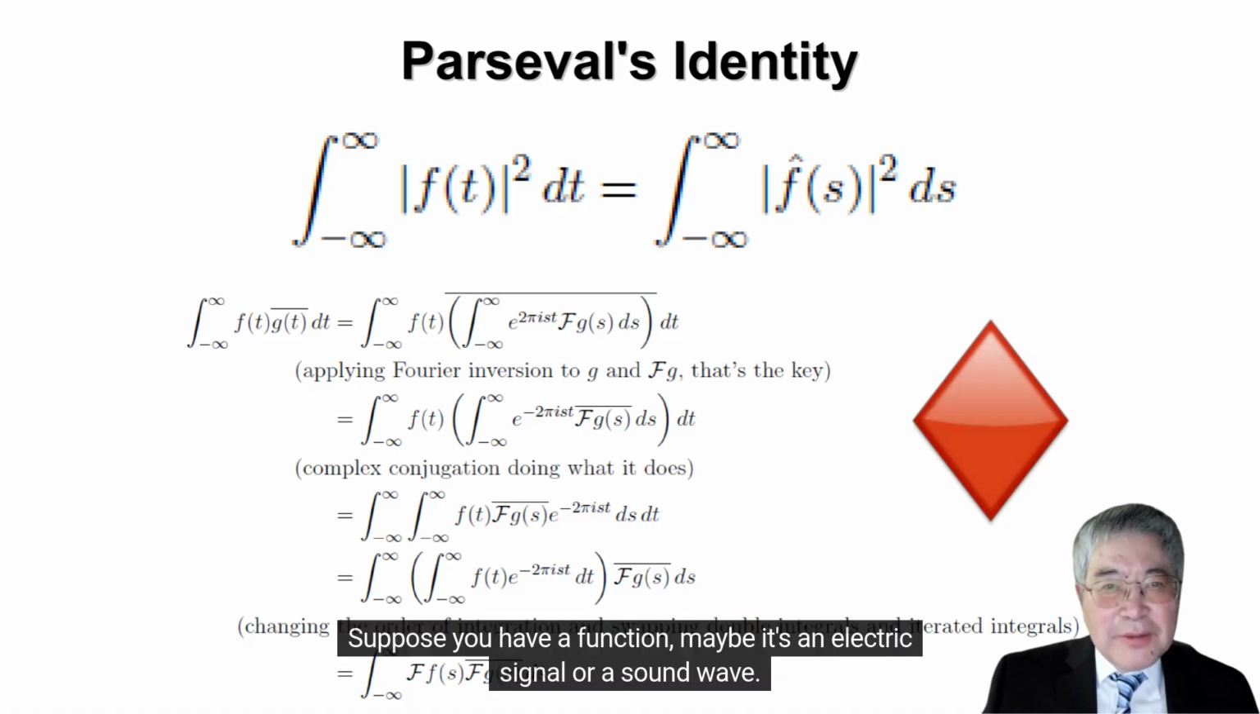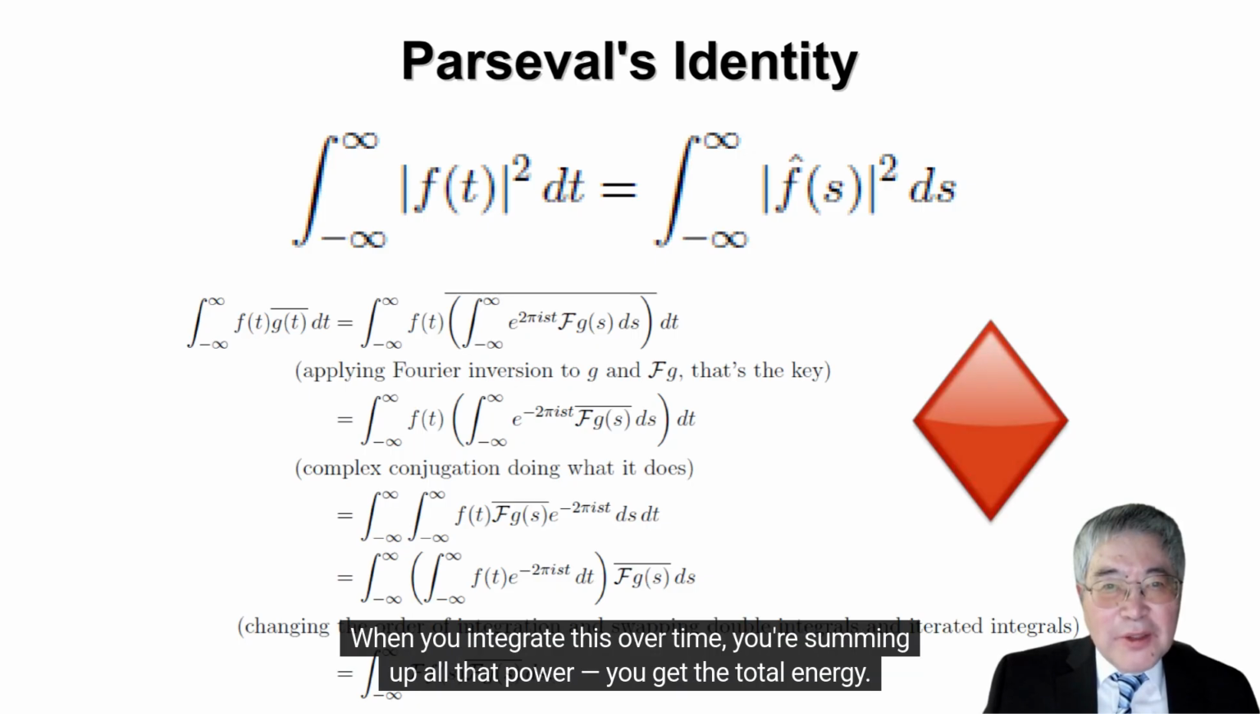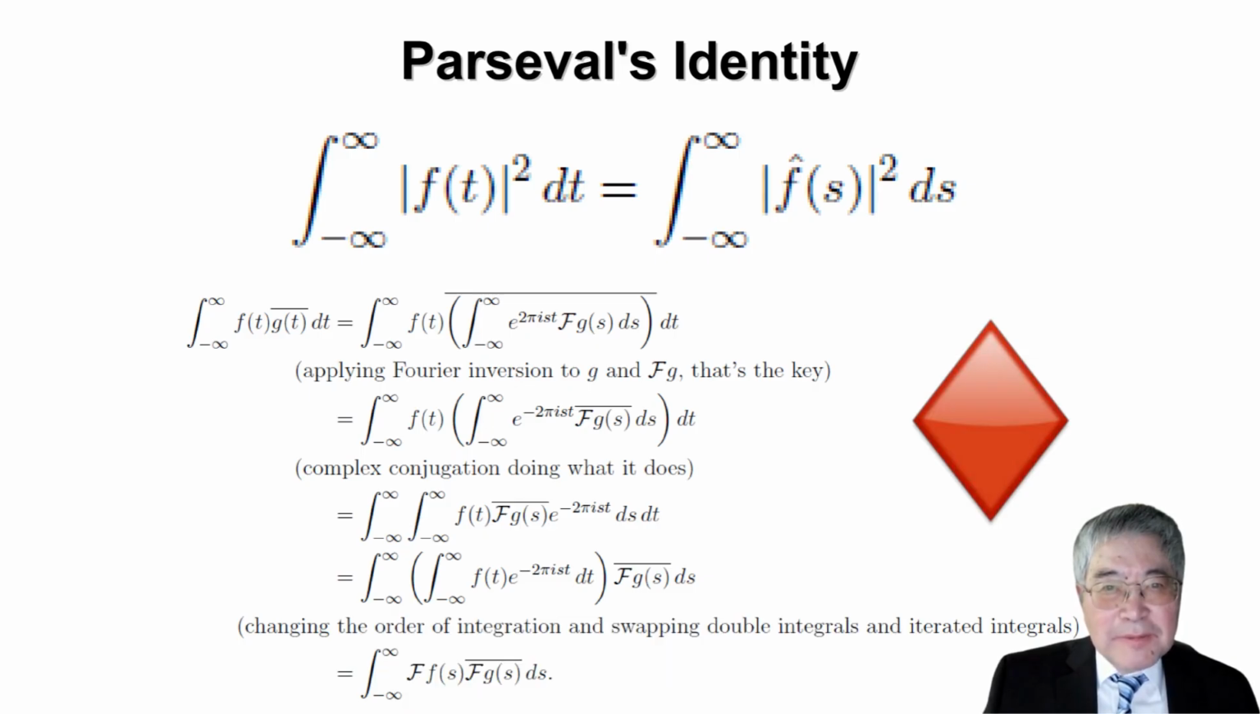Suppose you have a function, maybe it's an electric signal or a sound wave. In the time domain, the quantity f of t squared represents the power of that signal at each instant. When you integrate this over time, you're summing up all that power. You get the total energy.